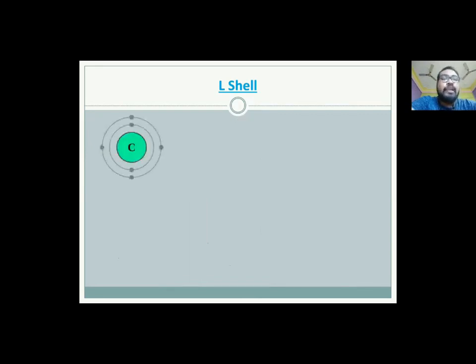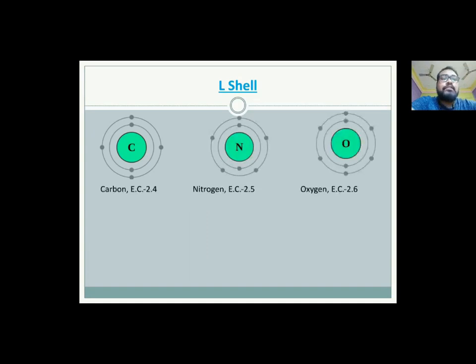Next we have other elements, which are carbon, nitrogen, oxygen. Then see, for carbon, there are 4 electrons in the outermost shell. Then for nitrogen, there are 5 electrons in the outermost shell, and for oxygen, there are 6 electrons in the outermost shell. So for carbon, the electronic configuration will be 2,4. For nitrogen, the electronic configuration will be 2,5. And for oxygen, the electronic configuration will be 2,6.